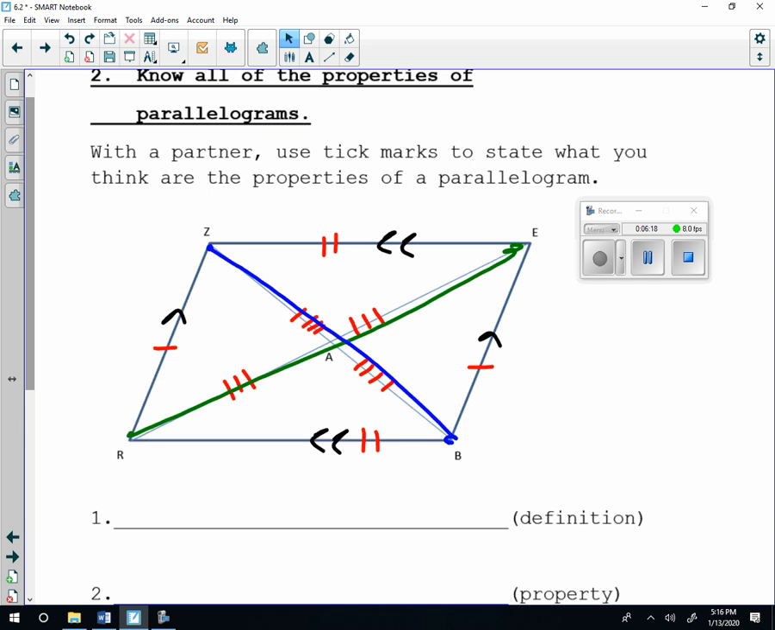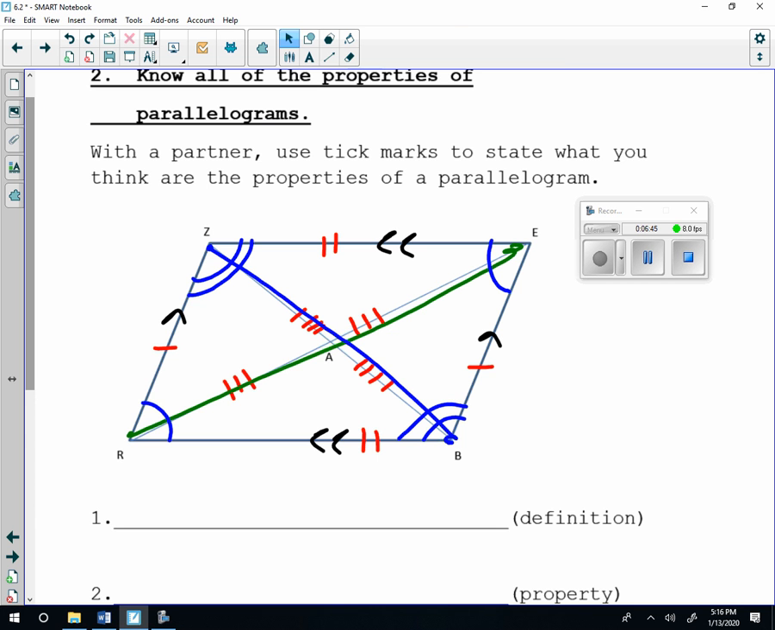Now, some students like to say the diagonals cut each other in half. Well, I'm fine with that as well. So another property is a quadrilateral in which the diagonals cut each other in half. Another property of a parallelogram would be this.